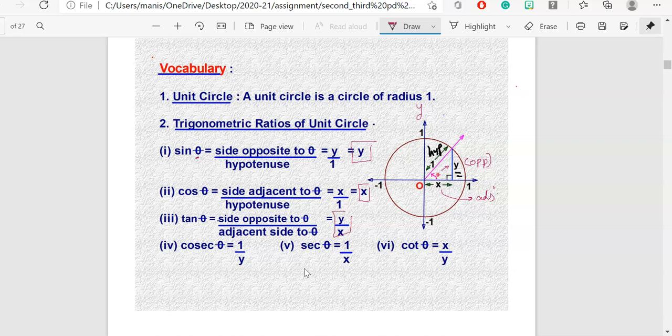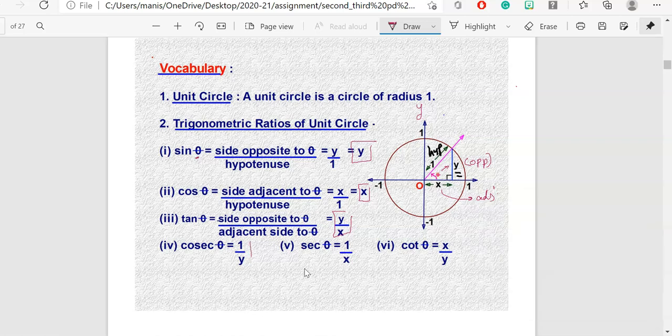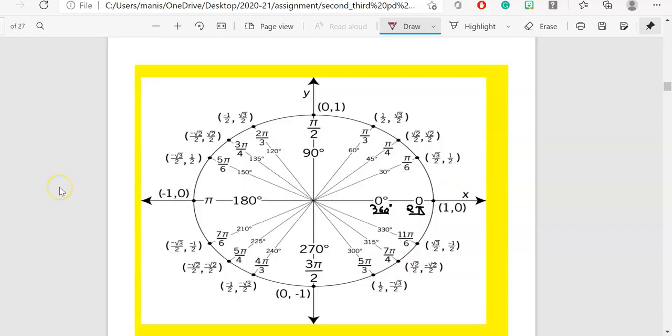Now the remaining three, cosecant, secant and cotangent, are just the reciprocals. So we have the reciprocals over here. So I end up with these six formulas, which I will be using when I'm dealing with my unit circle. This is basically the unit circle which I will be using when solving questions that need to be done using the unit circle.